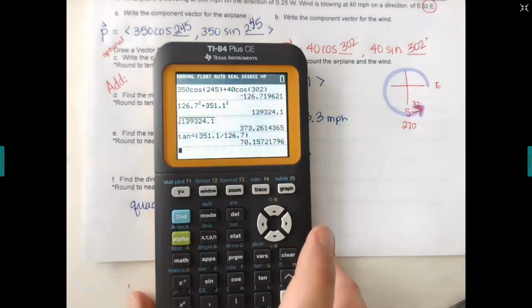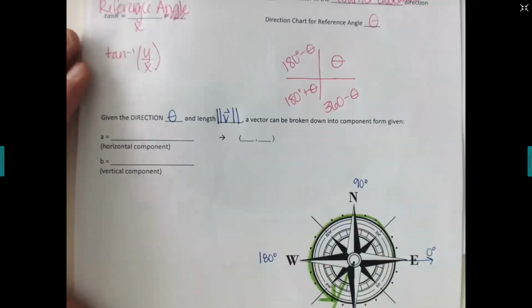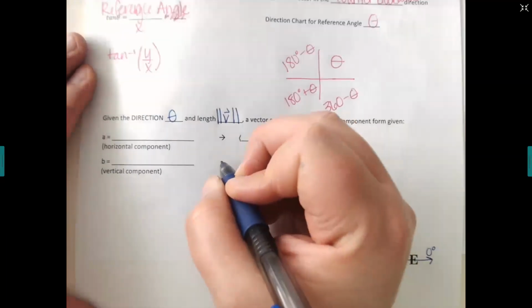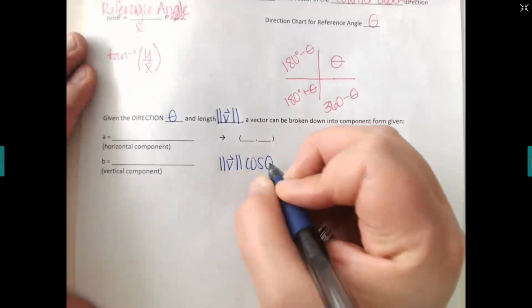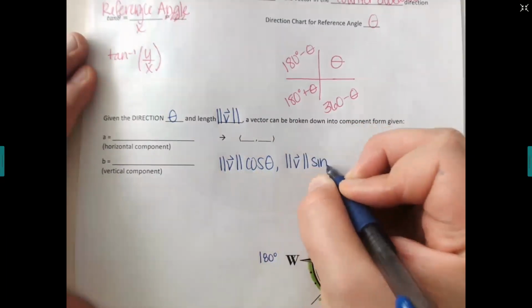Okay, real quick, let's just fill in the last little bit of your formula chart here, now that we've done an example. If your direction is theta and your length is absolute value V, then you can break it down into an X and a Y, where your X is gonna be absolute value V times cosine of theta, and your Y is absolute value V times sine of theta.